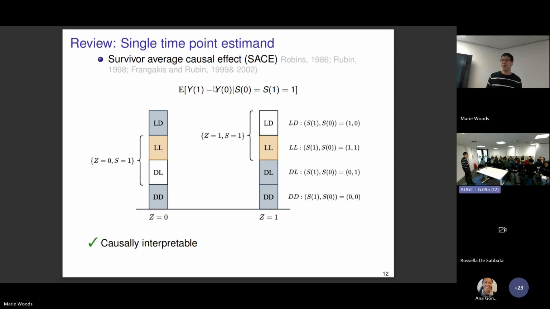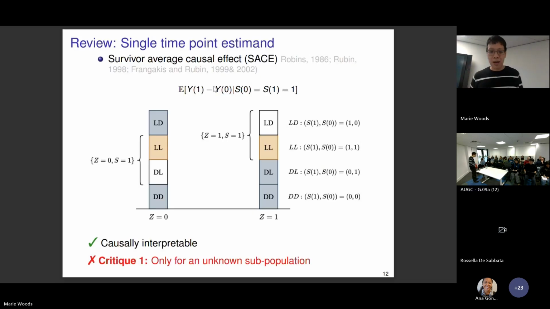And there is a reason why people are still sticking to this naive estimate. The reason is that this causal estimate is, of course, causally interpretable. But there is a fundamental critique about this estimate in that this survival average causal effect is only defined for this so-called always survival group. And what's interesting about this always survival group is we don't know who they are. Okay, so we know who survives under treatment. We know who survives under control, but there's no way for us to know if they would survive if they were given the other treatment option.